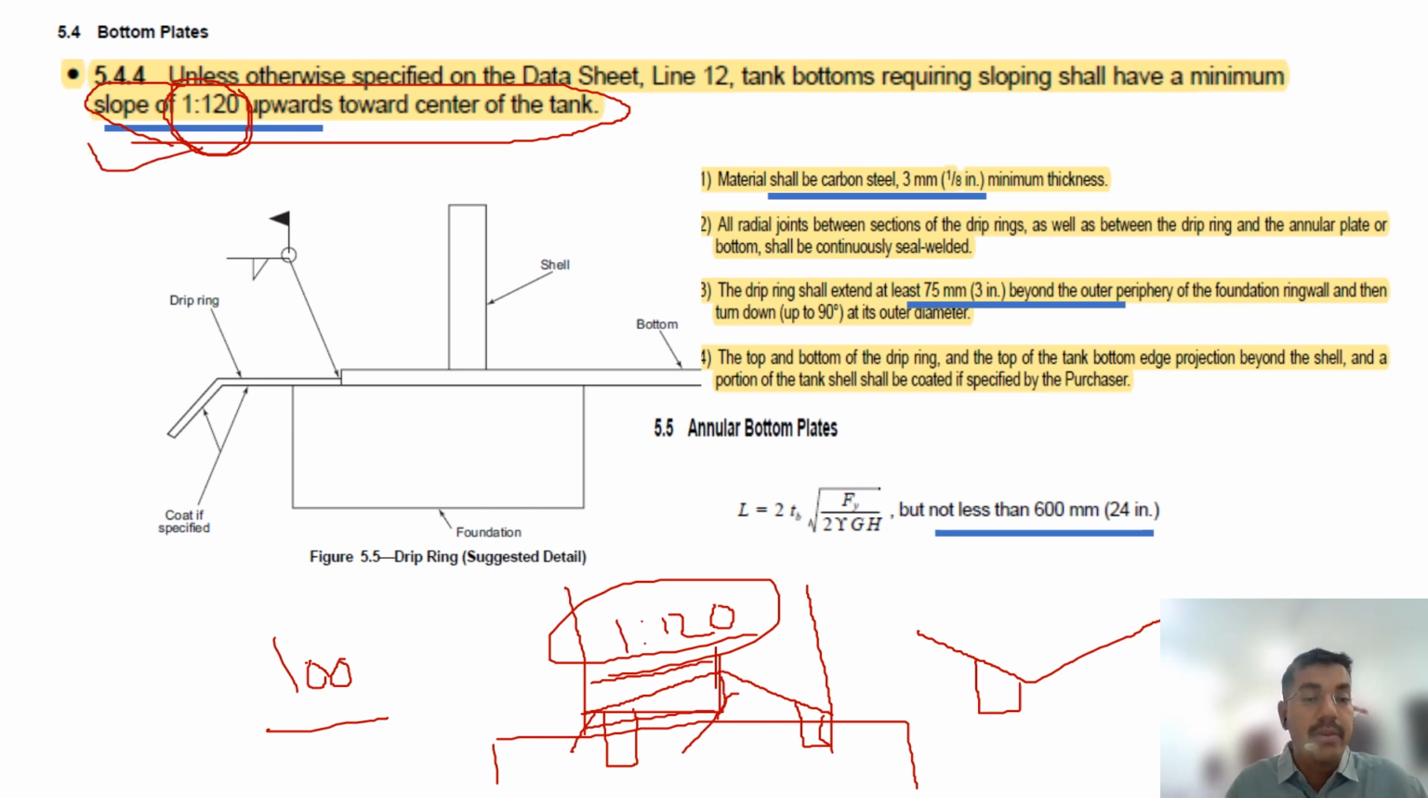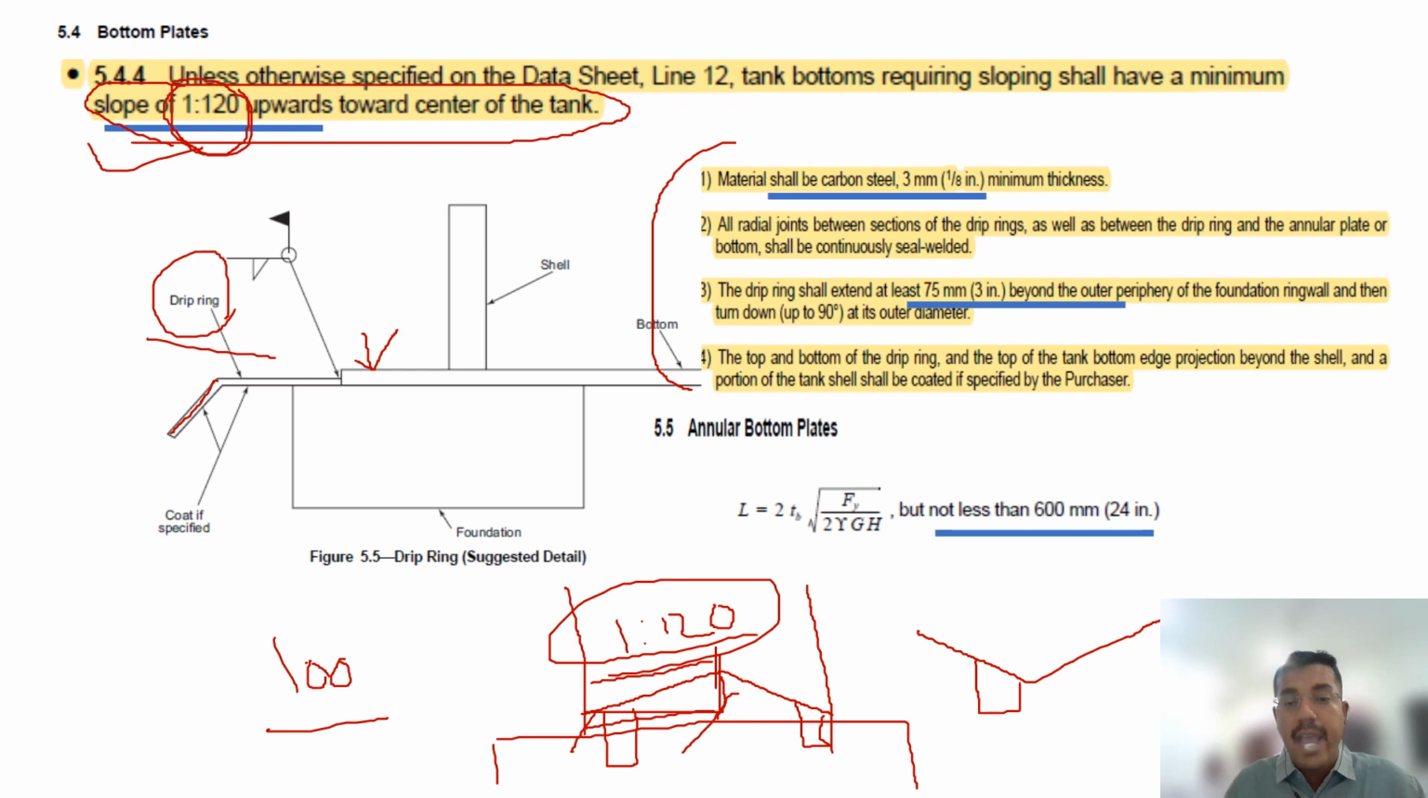Drip ring. This is very important. It's usually the purchaser's decision whether to make it or not. What is the requirement of the drip ring? It is to avoid the ingress of water inside the bottom plate. For that reason, a carbon steel material, usually 3 mm thick, is attached to the bottom plate and bent downwards. The requirement is mentioned here, so you have to remember all these things.